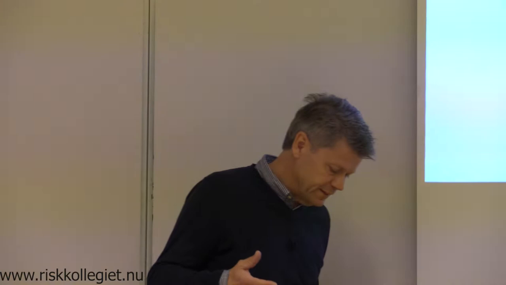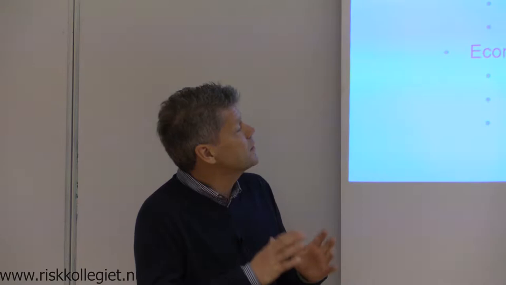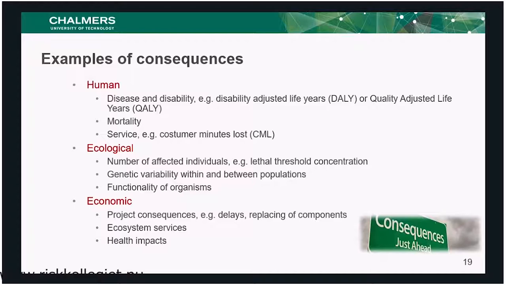So we're very much into doing these types of calculations, but we're also very much into trying to assess consequences for these outcomes. And in a water context, these consequences can be with respect to human impacts, ecological impacts, and economic impacts. For humans, for example, we have disease and disability, and we worked quite much with health economists at the Sahlgrenska on that. On the ecological side, we have functionality of organisms and genetic variability within and between populations, which is typical to take into consideration when you work on contaminated sites and the remediation of those sites. Also with respect to the shipwrecks and the munitions, we are very much looking into this.